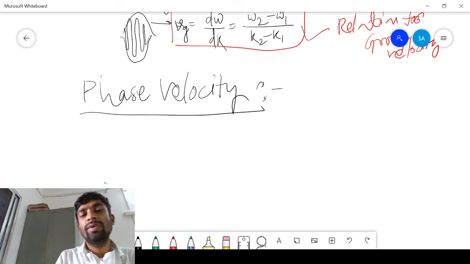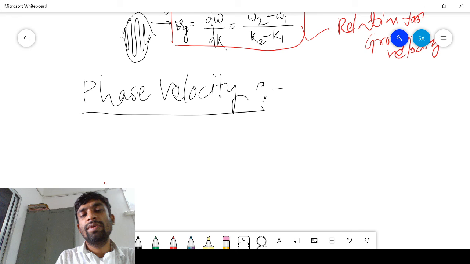In the case of phase velocity, this phase is a constant. That means omega t minus kx is constant, because when the wave is moving with a constant velocity, the phase point also moves with a constant velocity. So omega t minus kx is constant. Now how will you obtain the equation for the phase velocity? Start with this: omega t minus kx is equal to constant.